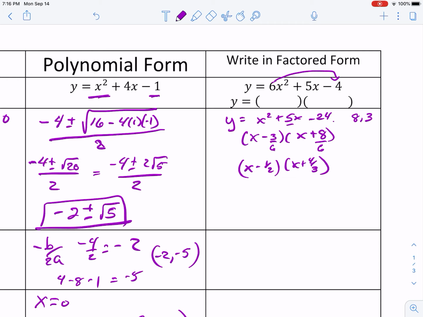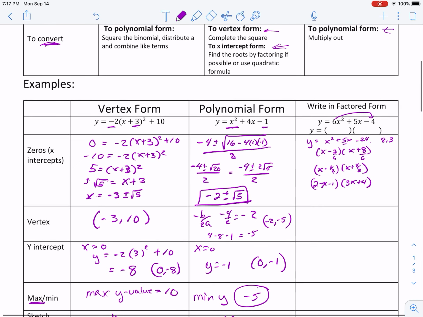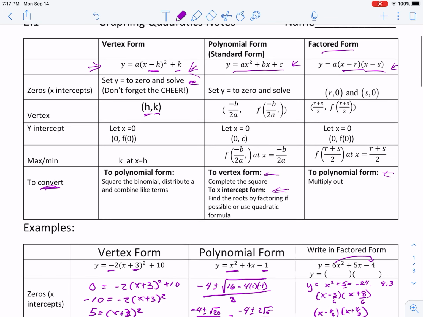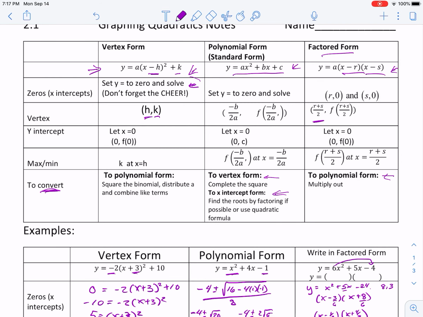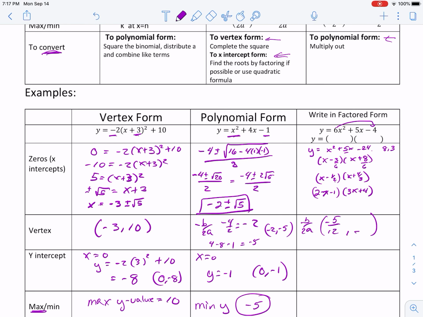And then get rid of the denominator. So you multiply this, you get 2x minus 1, and you get 3x plus 4. Okay, so now it's factored. The vertex is still going to be negative b over 2a. Is that what it says up here? Oh, no, it says r plus r over 2. I'm going to use negative b over 2a. So you have negative 5 over 12, which is ugly, and you plug that in and get a y value that I didn't even do.